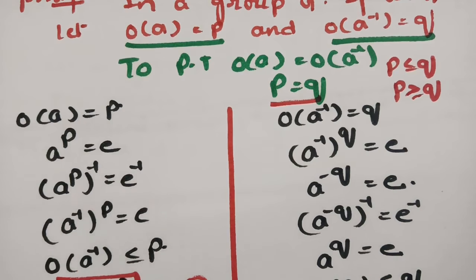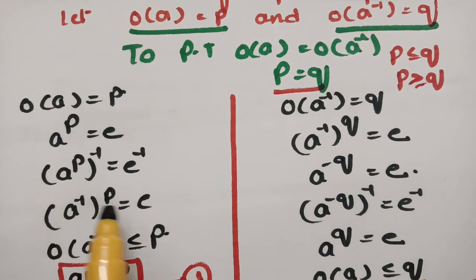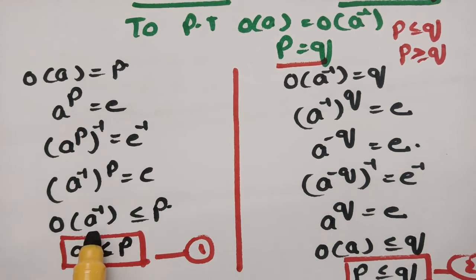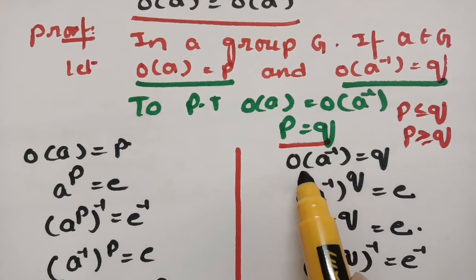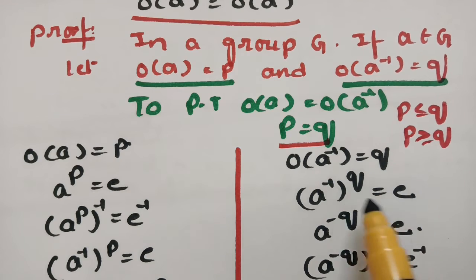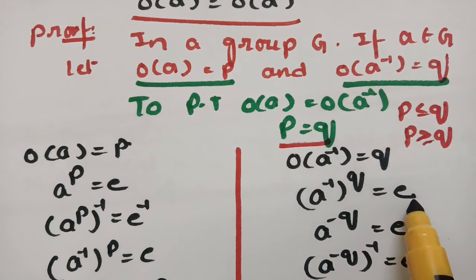If I apply inverse on both sides, then this is A inverse whole power P is equal to E. Then we say that order of A inverse is less than or equal to P. And if I take order of A inverse is equal to Q, this can be written as A inverse power Q is equal to E.